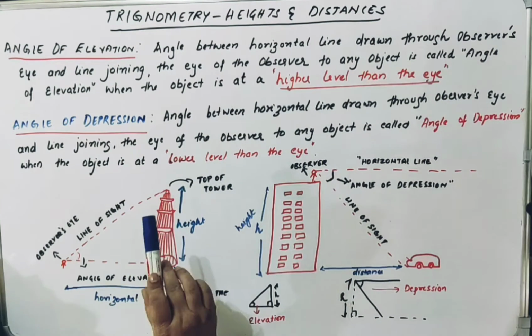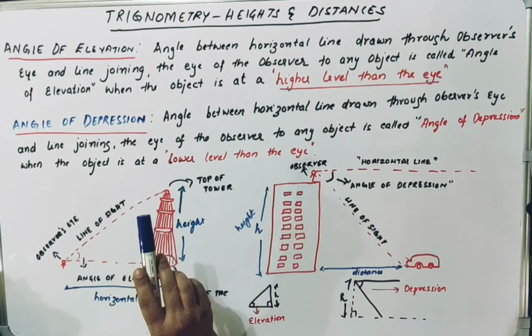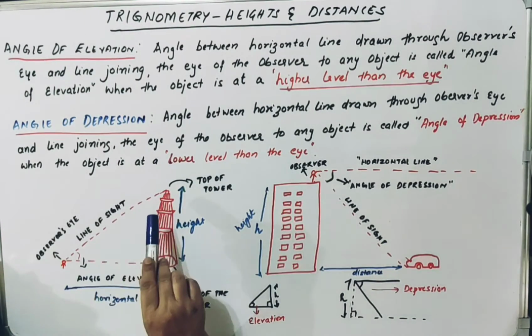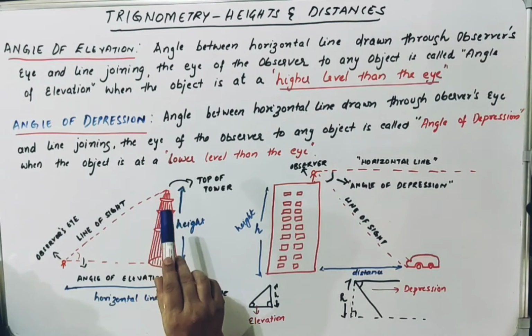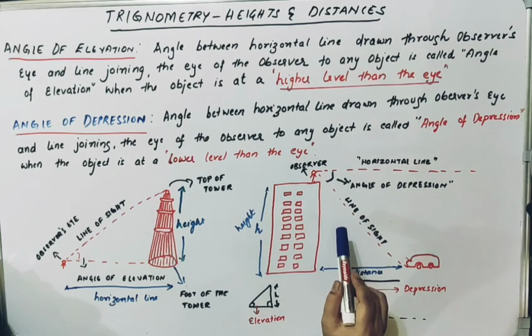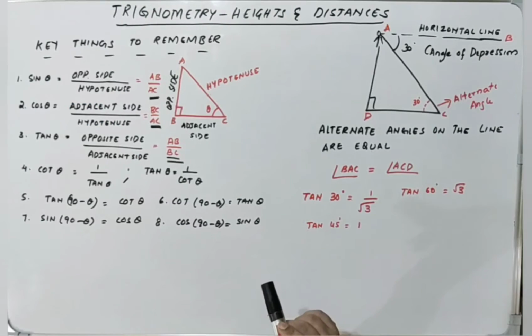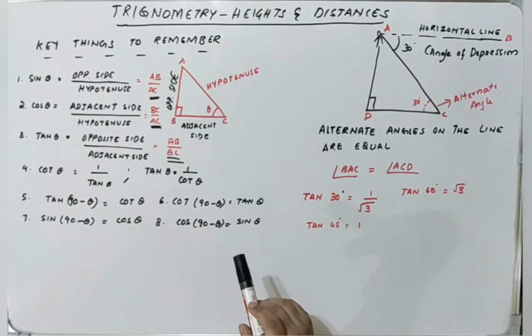So what is the difference between angle of elevation and angle of depression? Angle of elevation is a case when the observer is trying to look at the object which is higher than his eyes, higher than his level of sight. Angle of depression is nothing but the observer is trying to look at the object which is lower than his line of sight.